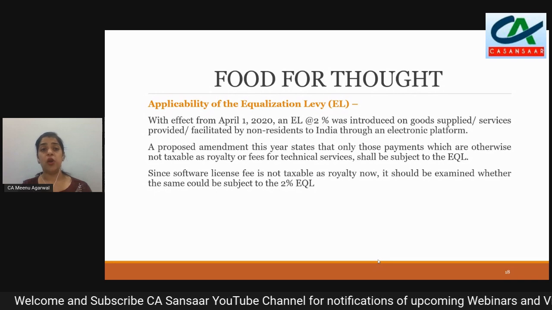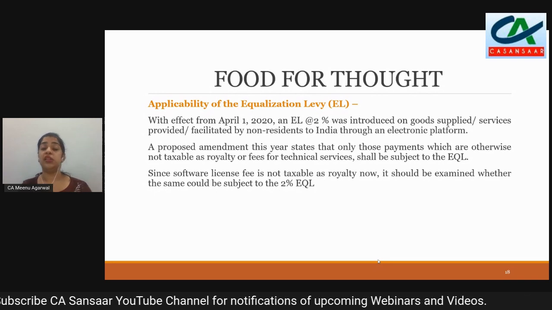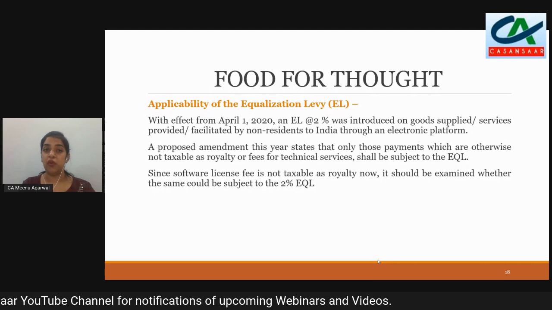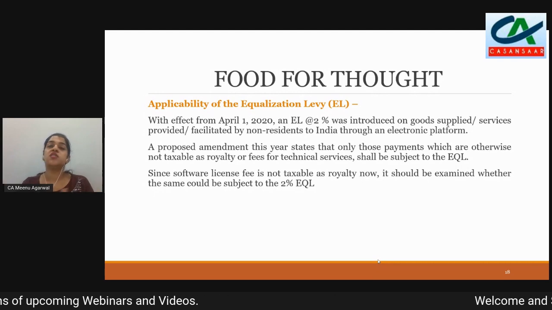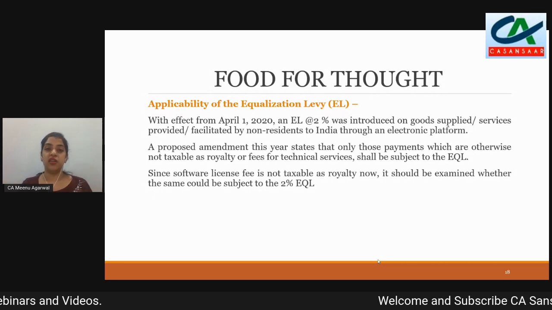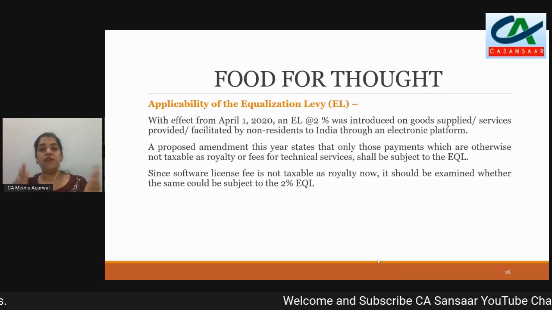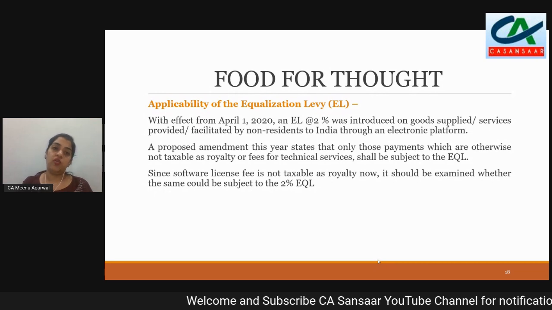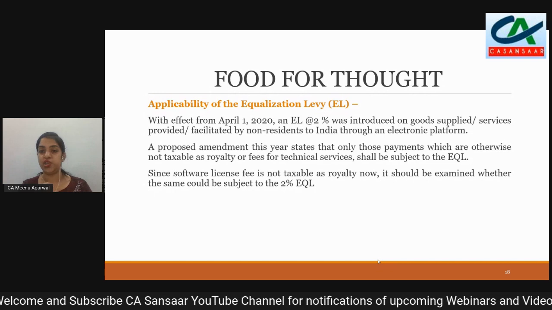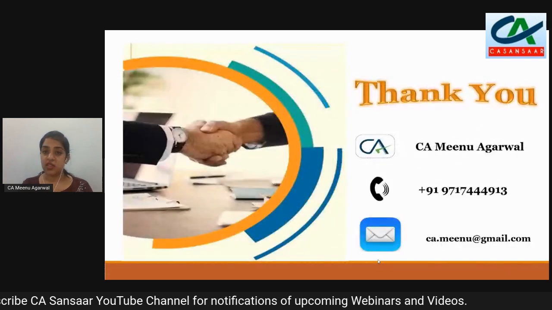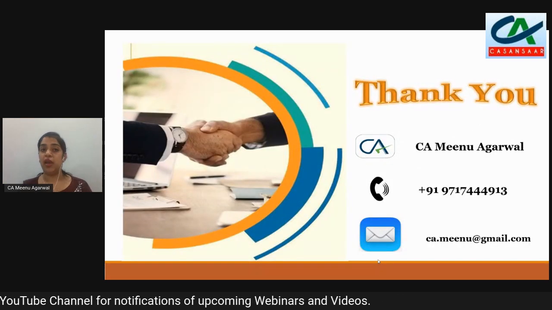We still need to see, because it has been recently made applicable and the judgment just came in March 2021. So considering all these scenarios, one cannot just relax, thinking, okay, I'm not liable to TDS under 195. You have to see whether other provisions like the equalization levy are still applicable, and you need to take steps according to the provisions mentioned. With this, I come to the conclusion of my presentation.